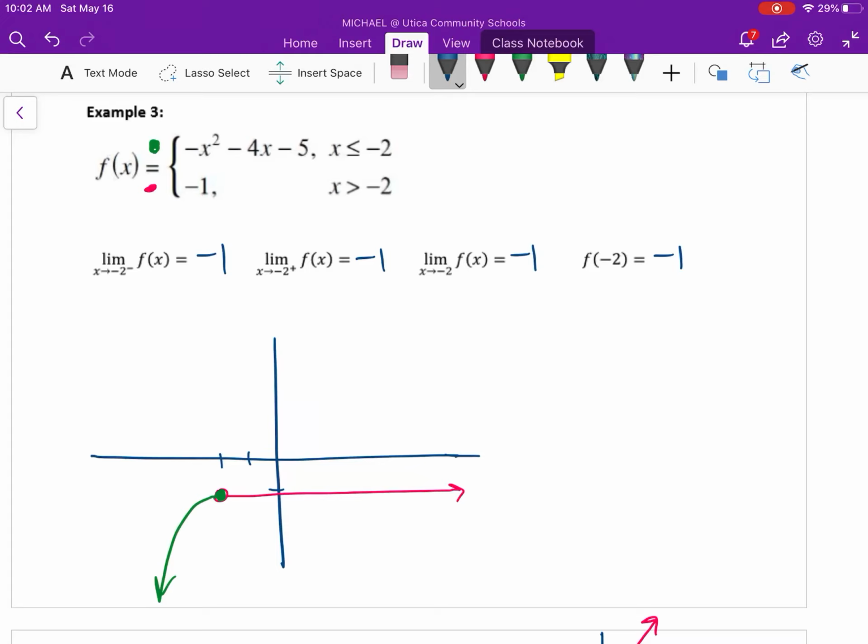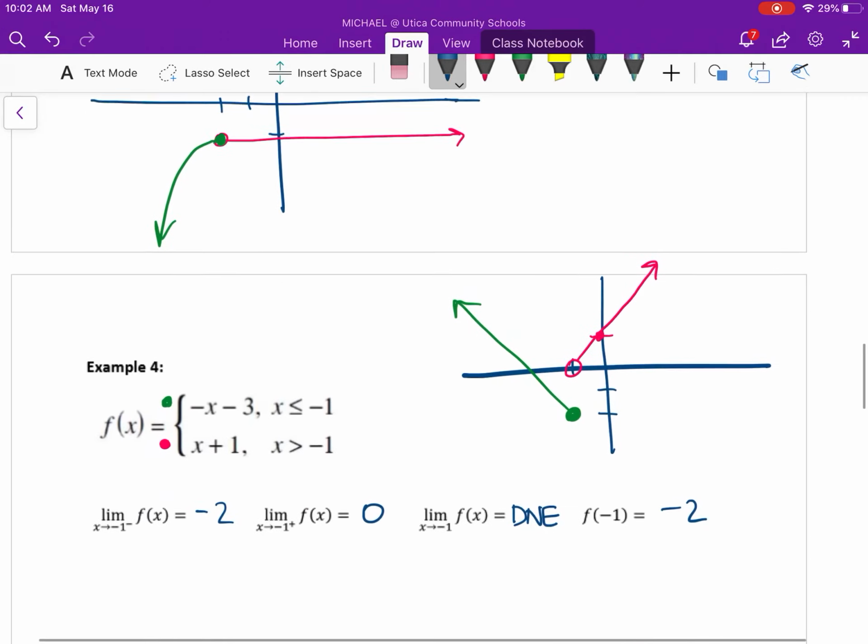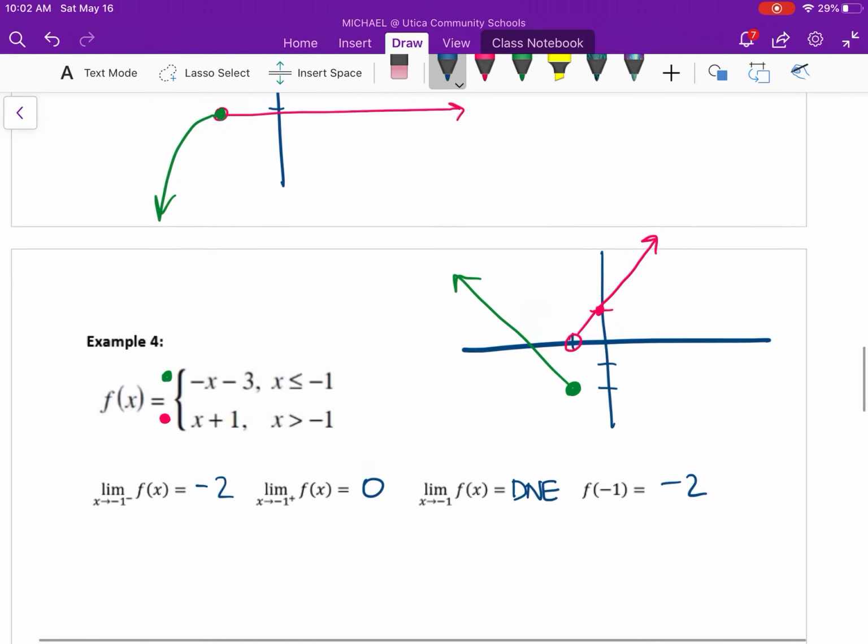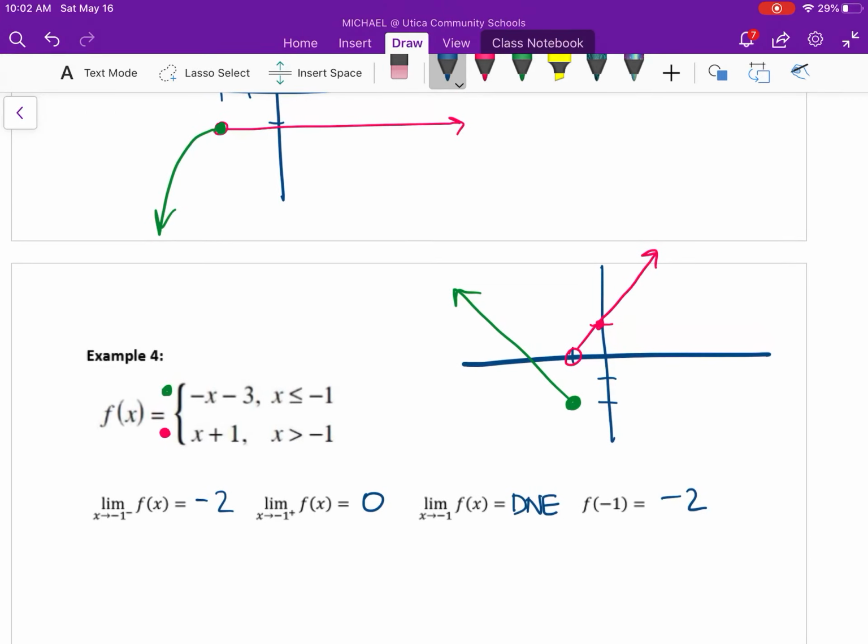All right, similarly, in this case, this is another example where they connect at the same spot. So the limits are all negative 1, as well as the function value is negative 1. In example 4, they connect at different spots. So the limit from the left is negative 2. The limit from the right is 0. Those are different, which is why it does not exist. And the function value is the closed circle, which would be that negative 2.